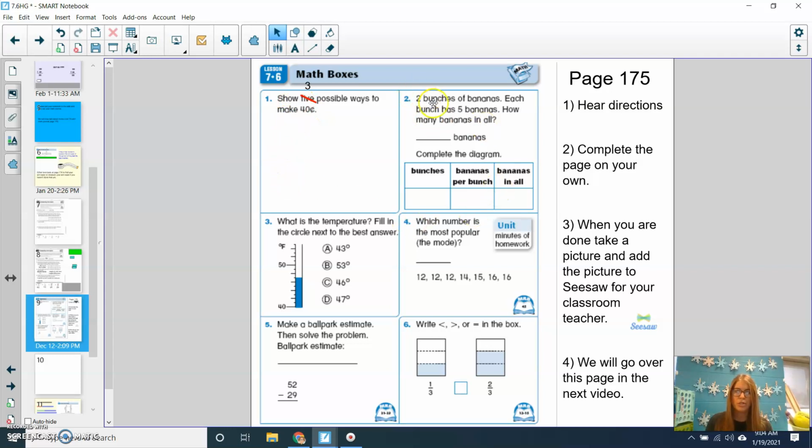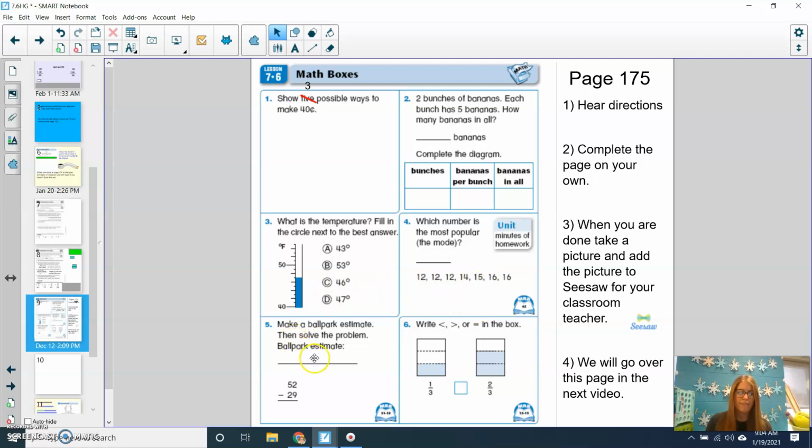For question number 2, if I have 2 bunches of bananas and each bunch has 5 bananas, how many bananas in all? If you can complete the diagram and fill out your answer. For question 3, what is the temperature? Fill in the correct answer. For question 4, which number is the most popular or the mode? So looking at these numbers, which one happens the most times?